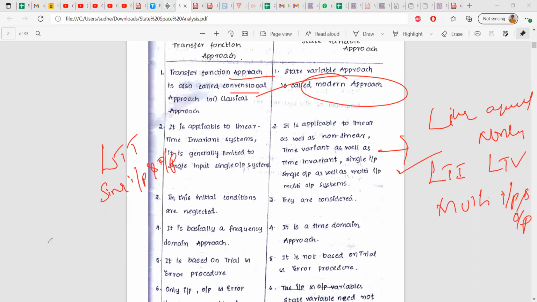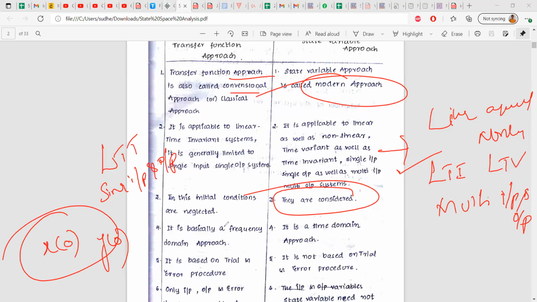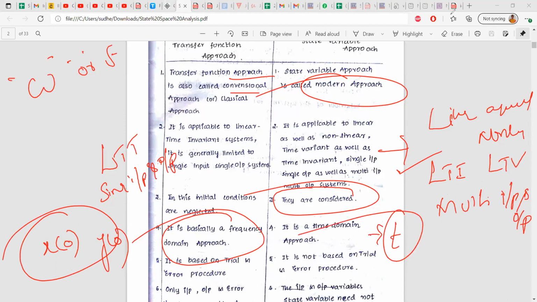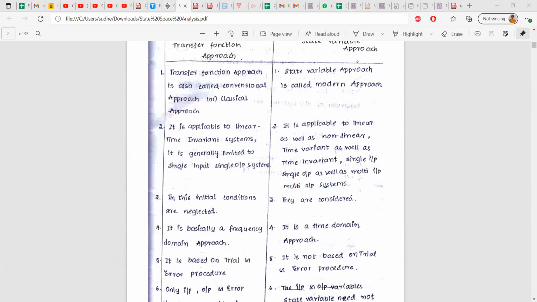In the transfer function we are neglecting the initial conditions. That means x of 0, y of 0, anything, okay? But here we are considering initial conditions. It is a frequency domain approach, a function of frequency or omega. The state variable approach is a function of time, a time domain approach. So these are the main differences when we compare the transfer function and state variable approach. The control systems are designed and analyzed by using the transfer function approach and the state variable approach.